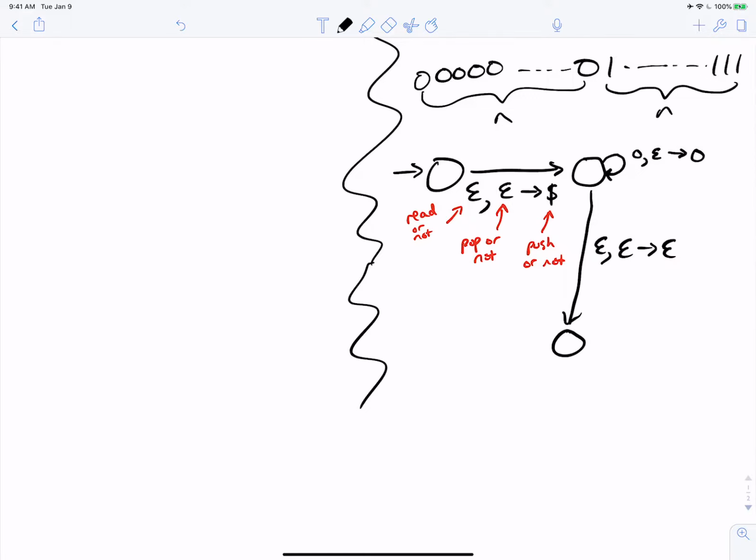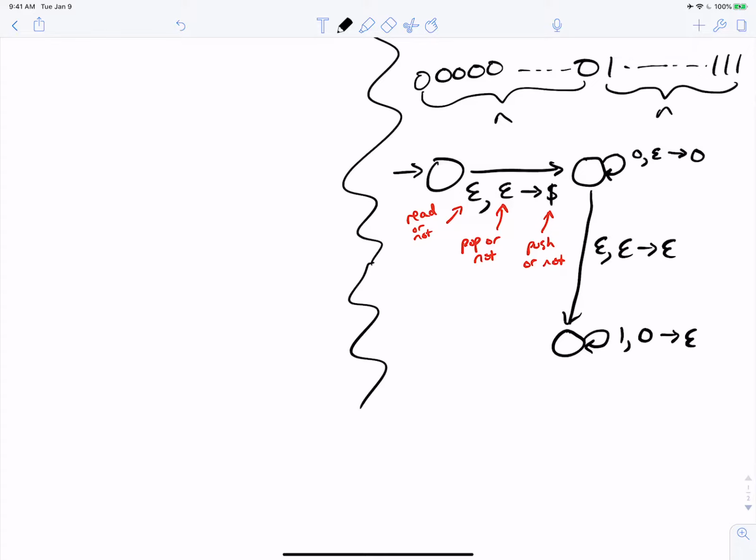Okay. So then I'm going to come to this state down here, and the responsibility of this bottom state is to do the 1 part of what we're doing. We've read all the zeros at the top, now we've got to read the 1s. So what are we going to do on the 1 transitions? What are we going to read? 1, good. Are we going to pop anything on this transition? Yeah, namely a 0, good. And are we going to push anything? Nope, good, because if we push anything, then we're undoing the work that we just did.